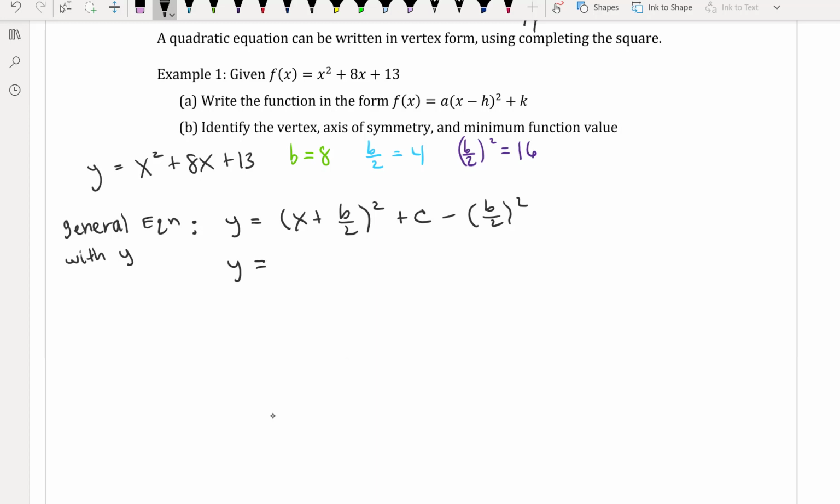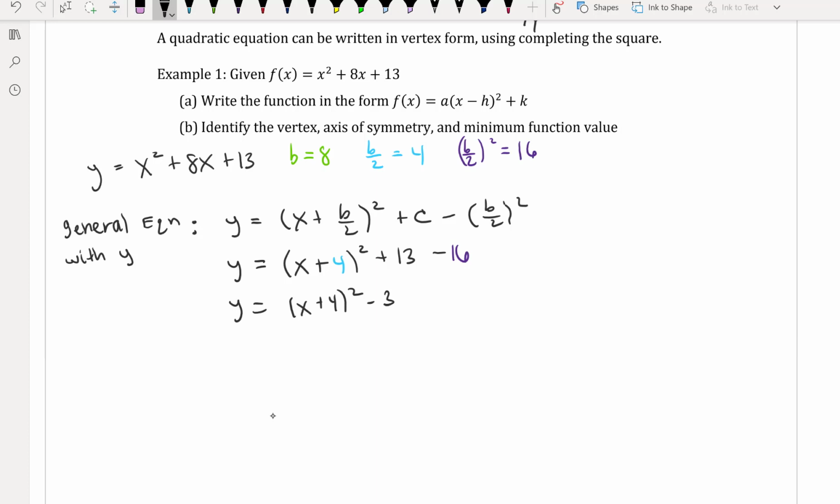So I have y is equal to x plus, well, that b divided by 2 value is 4. I square it. My c value is still a 13. And now that b divided by 2 value, I'm subtracting it, and it's a 16. So now I have that y is equal to x plus 4 squared. And I also have a 13 minus 16, which is a negative 3.